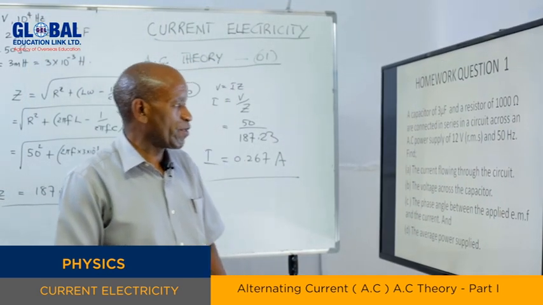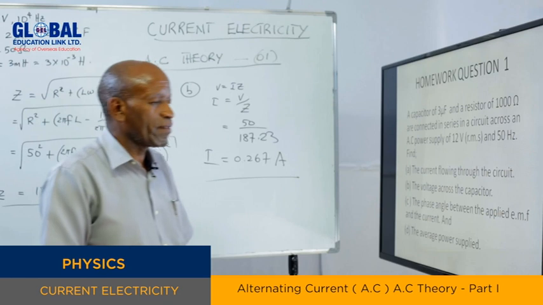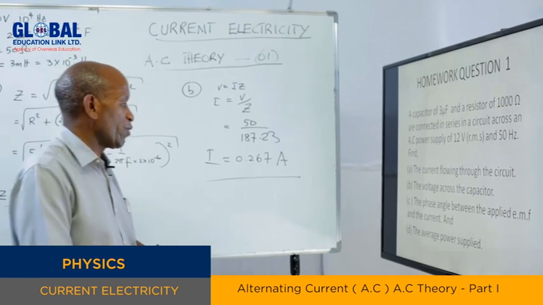This is question 1, and it goes like this. A capacitor of 3 microfarad and a resistor of 1000 ohms are connected in series in a circuit across an AC power supply of 12 volts, root mean square, and of 50 hertz. A, find the current flowing through the circuit. B, find the voltage across the capacitor. C, find the phase angle between the applied EMF and the current. And D, the average power supplied. So this is the question.